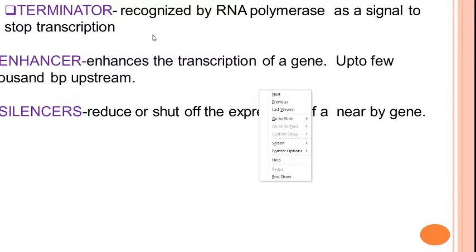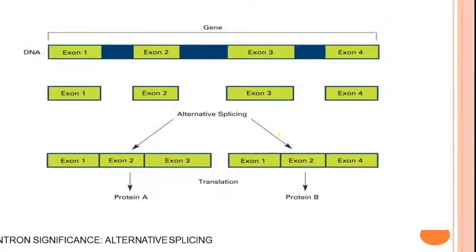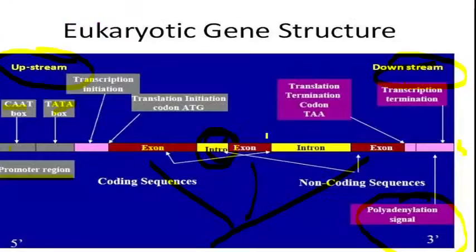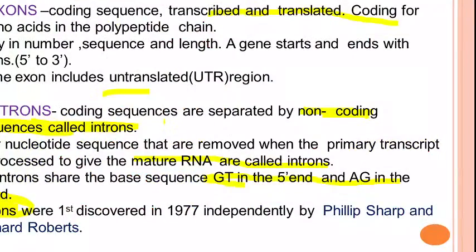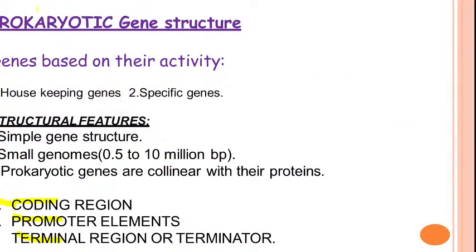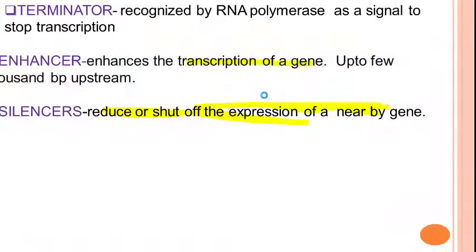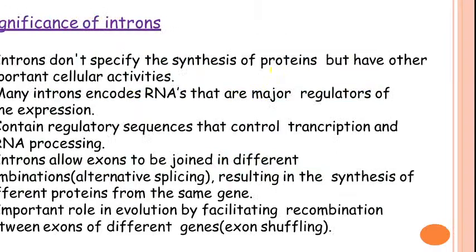Enhancers are there which enhance the transcription of a gene. Silencers are there which reduce or shut down the expression of a nearby gene. So all these are components of the eukaryotic gene structure as well as the prokaryotic gene structure. So this is your homework also. You have to draw the eukaryotic gene structure as well as the prokaryotic gene structure. You have to draw only, not write.